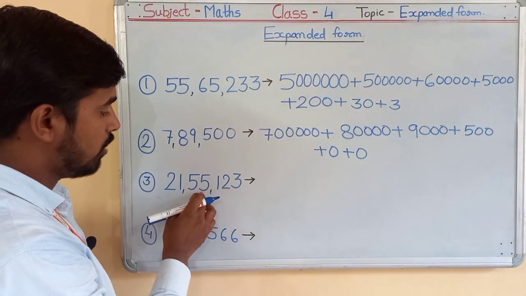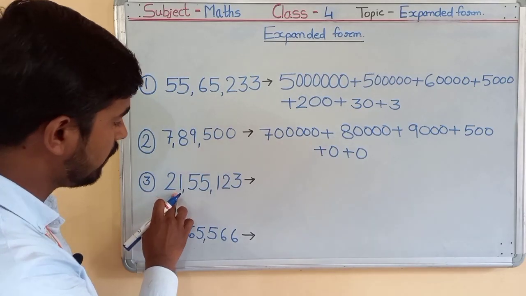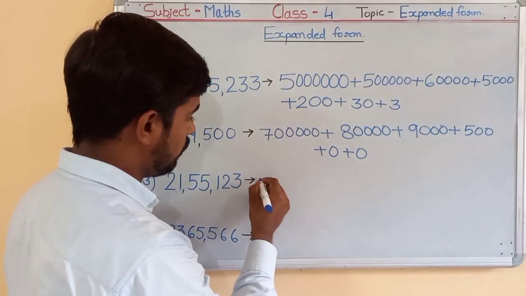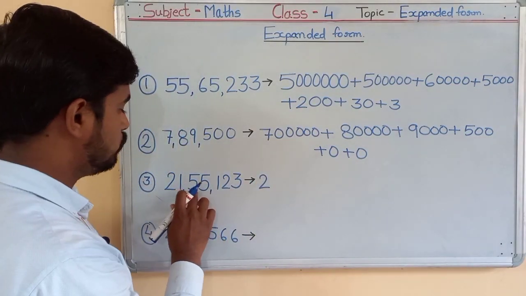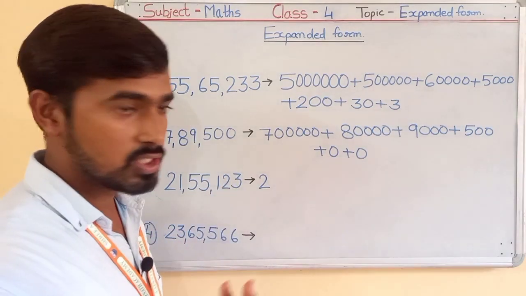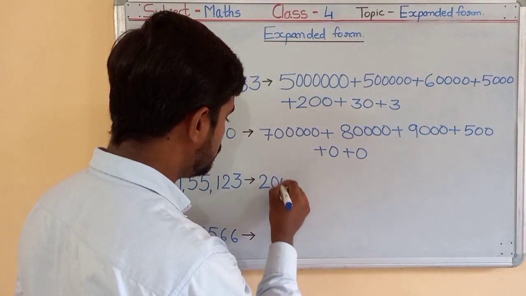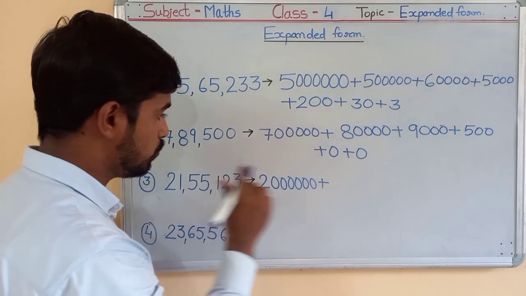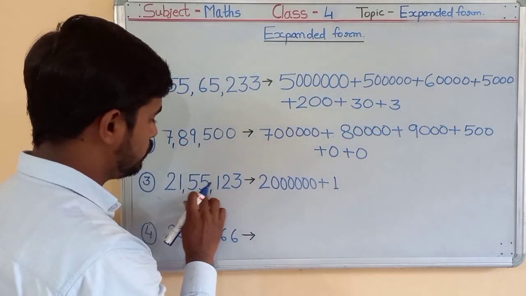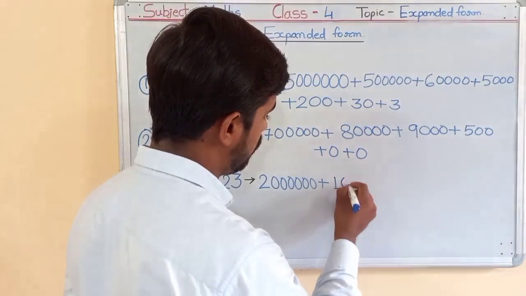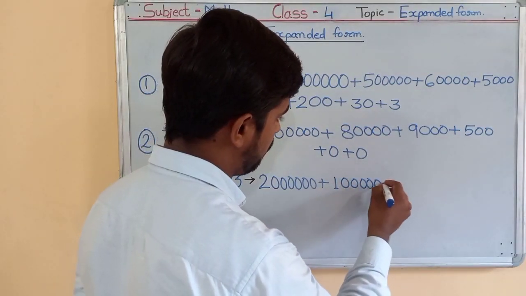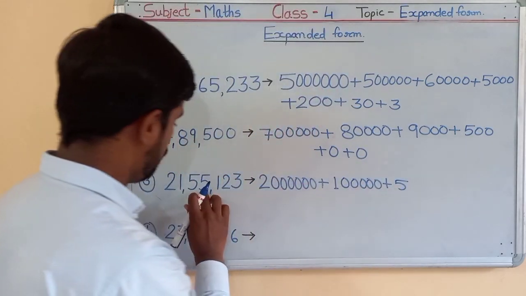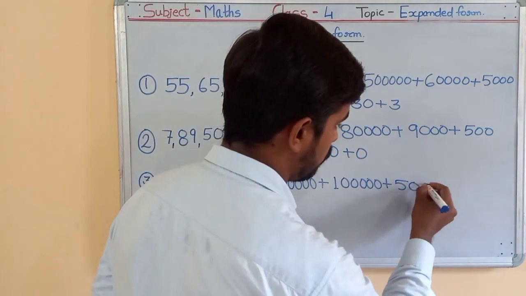Okay, children, now come to this number. Ones, tens, 100, 1000, 10,000, lakh, 10 lakh, 21 lakh, 55,123. Write the place value of this 2. 1 2 3 4 5 6, 6 digits, 6 zeros. Now this one, 1 2 3 4 5, 5 digits, 5 zeros. Now again this 5: 1 2 3 4, 4 digits, 4 zeros.